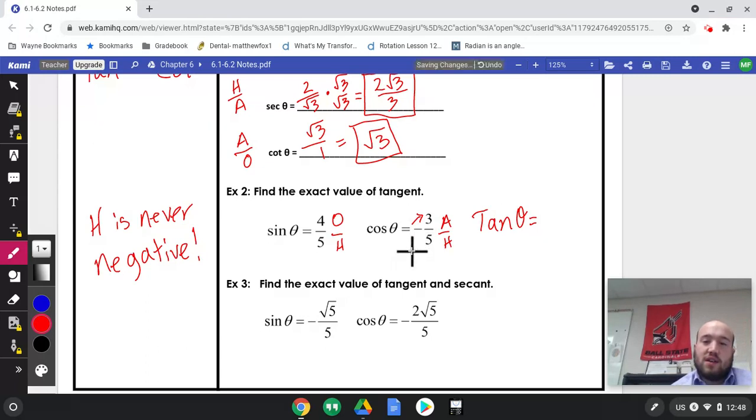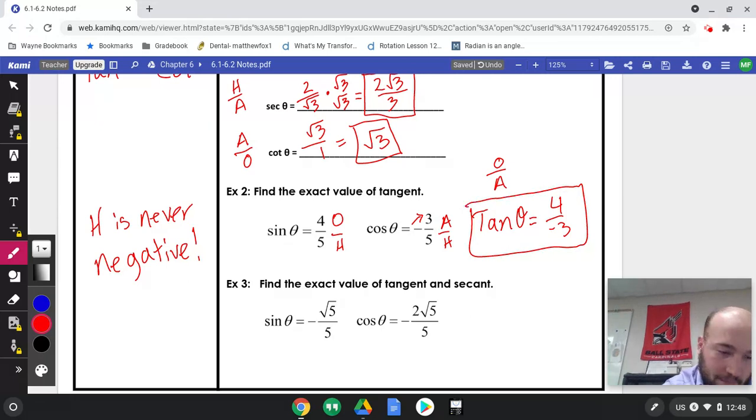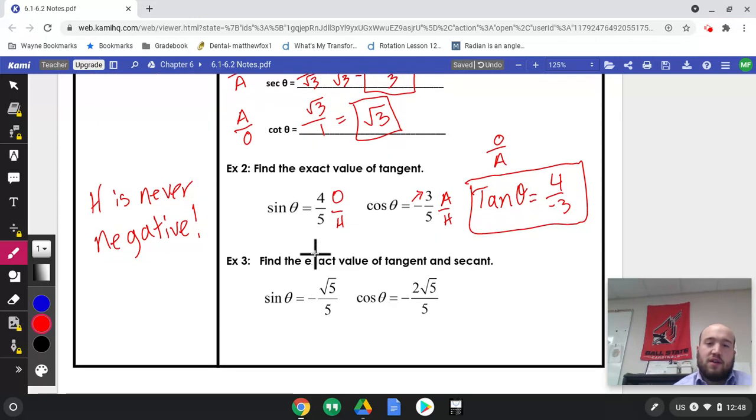In our case, that negative will go up with that 3. So now the tangent of theta, we know tan is O over A, TOA. Okay, so that negative 3 will be on the bottom, 4 will be on top. And we are done.